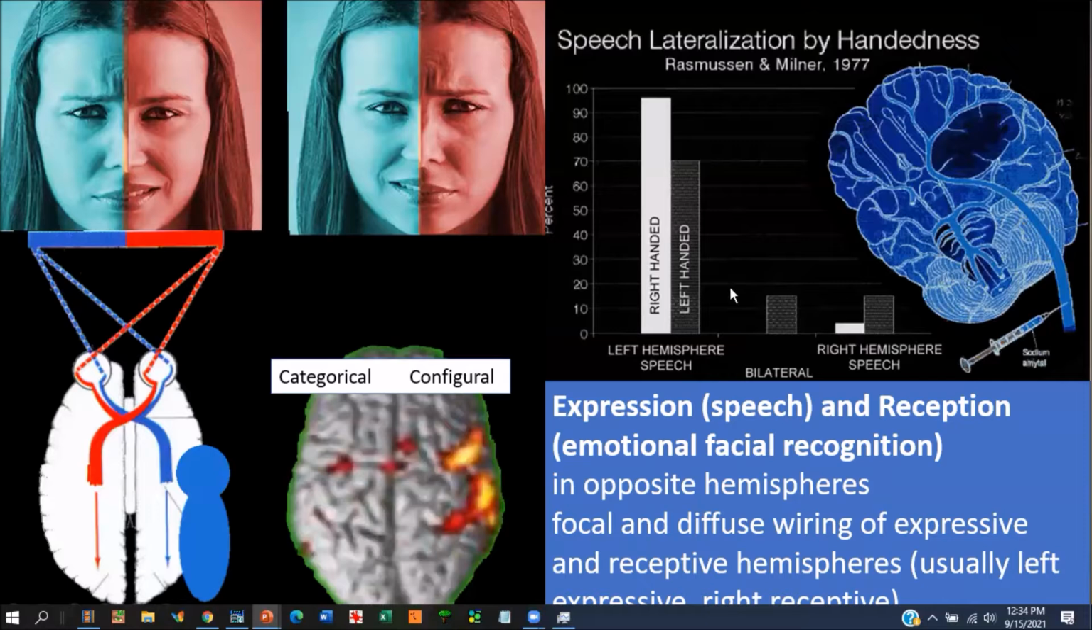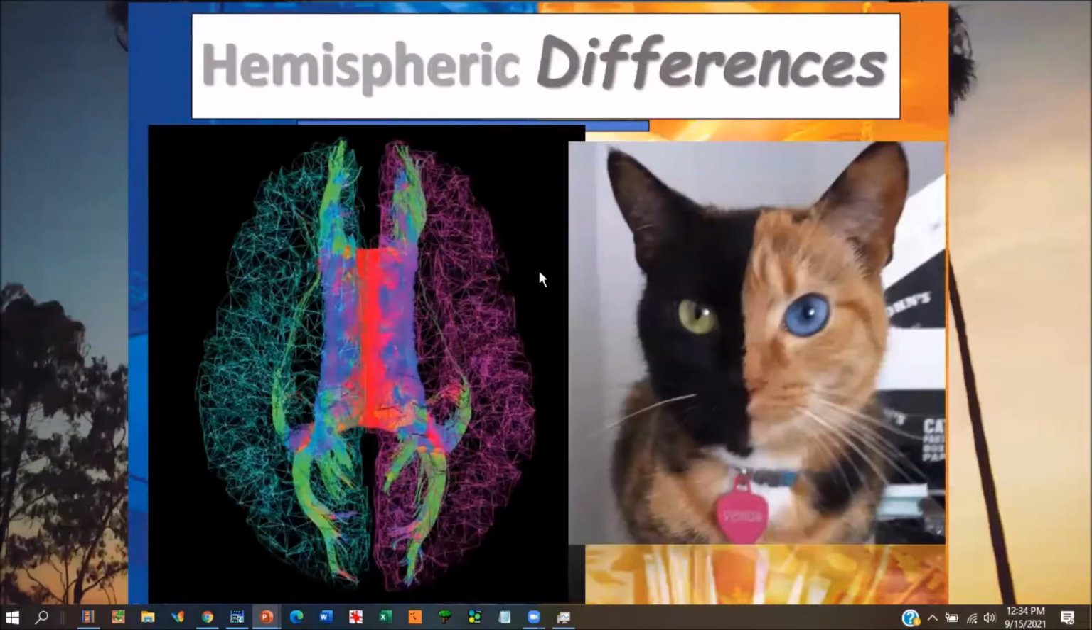And the whole interesting thing, which we're going to get into, is handedness. How do you get these reversals? What's going on in these left-handers? How do you become left-handed, given that we have such a dominance of right-handedness in our species? Okay, so we're going to look at hemispheric differences.